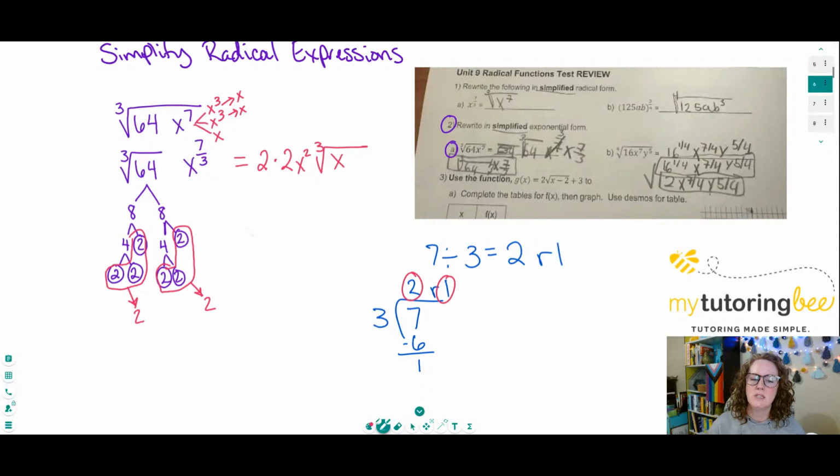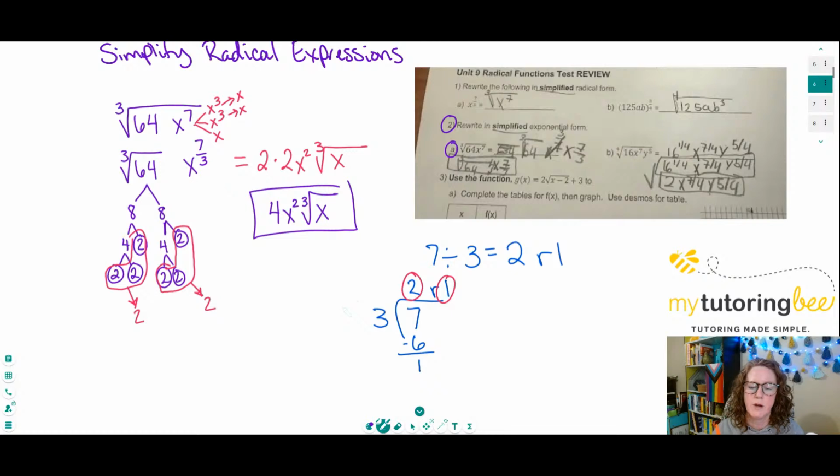Okay, so now let's just simplify this, clean this up a little bit more. 2 times 2, let me go back to purple here. 2 times 2 is 4. We've got x squared and then the cube root of x. And that would be our simplified answer.